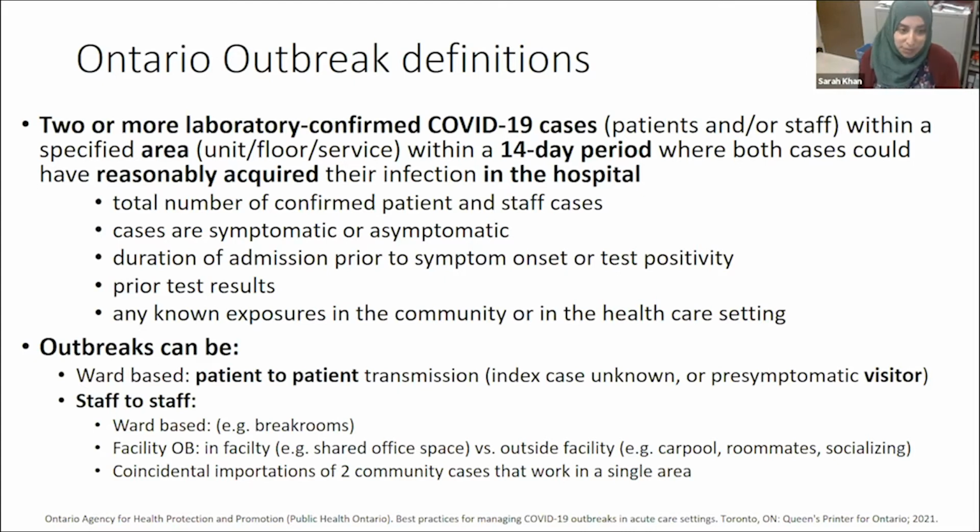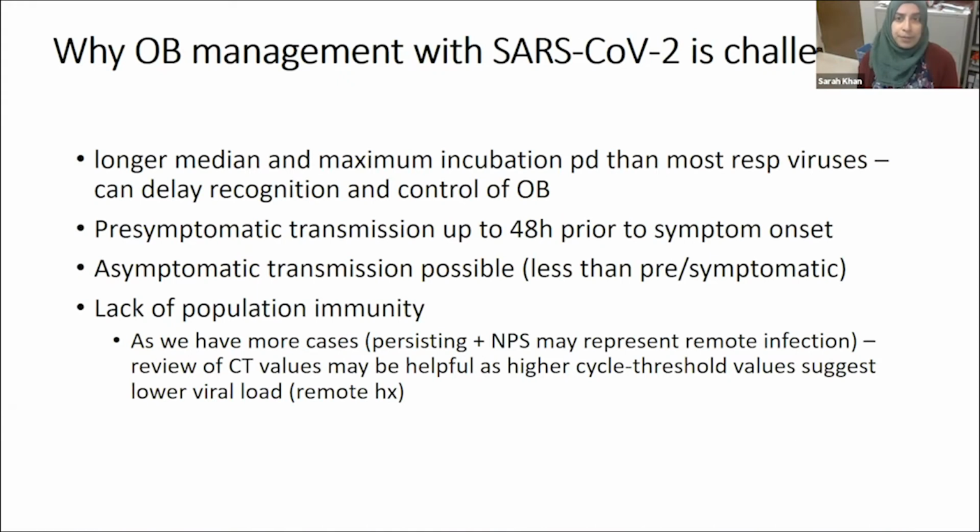And then there's always the possibility of it just being coincidental with rising community epidemiology, with community cases that are picked up in the community but end up working in a single area. And then you're sort of stuck without a clear community epi-link, and you wonder, oh shoot, is that a transmission that occurred on our ward? So that's where staff-to-staff outbreaks can be a bit more challenging.